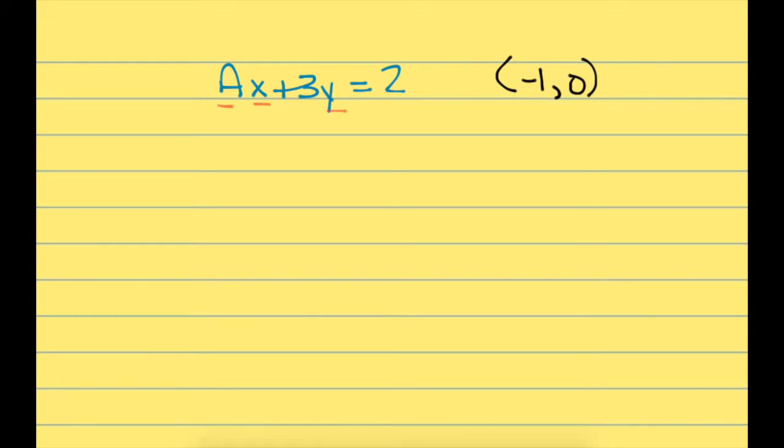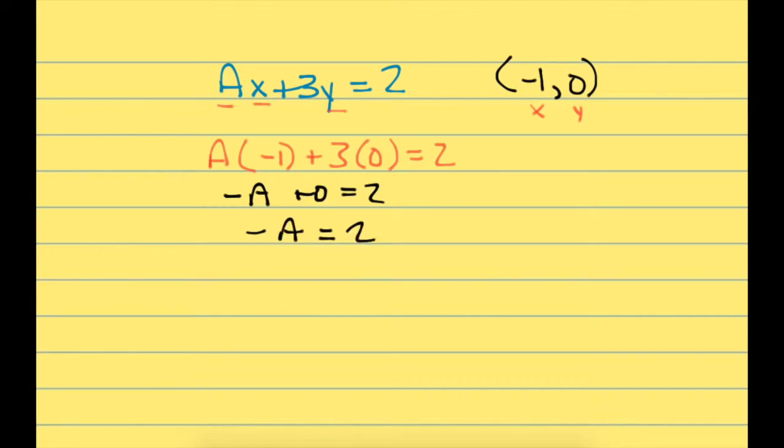But they gave us a point with an x and a y, and all we need to do is use those to find a. So we take and plug -1 in for x and 0 for y, because those are the points they gave us, and we solve for a. Get -a plus 0 equals 2. So -a equals 2, which means a equals -2. So our completed equation is -2x plus 3y equals 2.